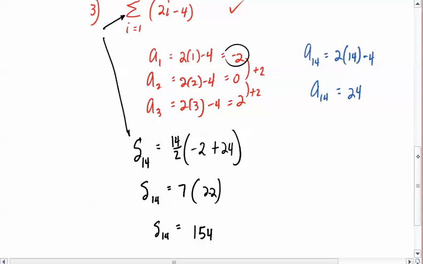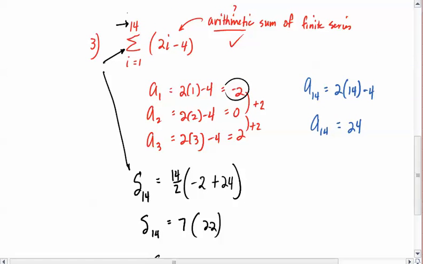Now you can see that if I have a really large number here, how this would be helpful, right? Really, really helpful.